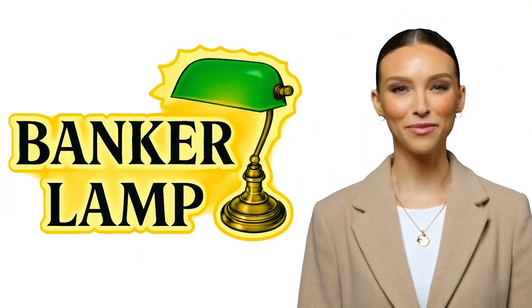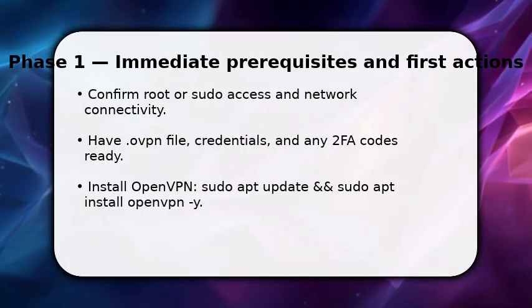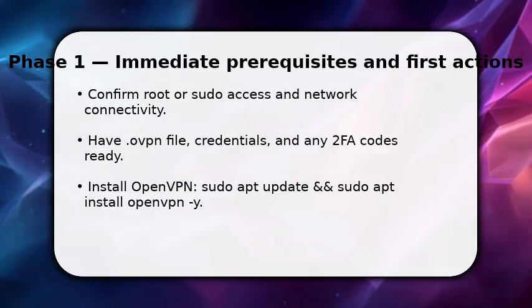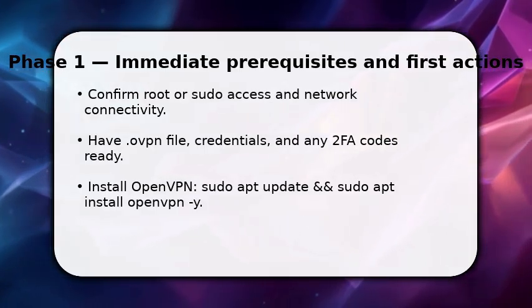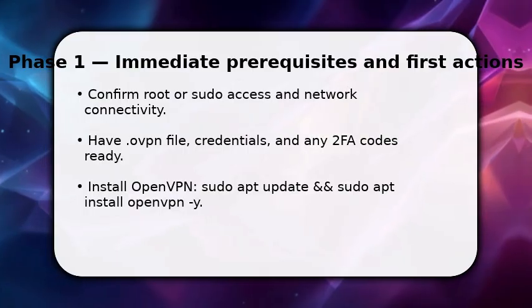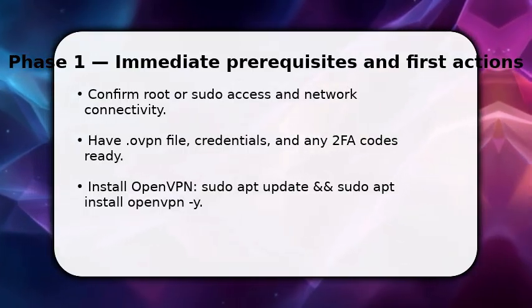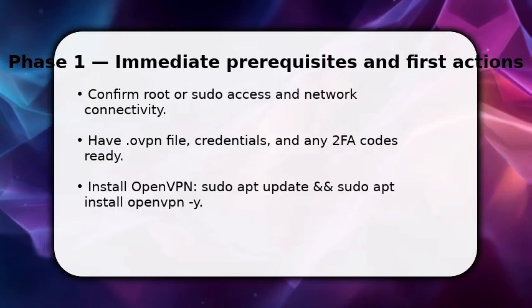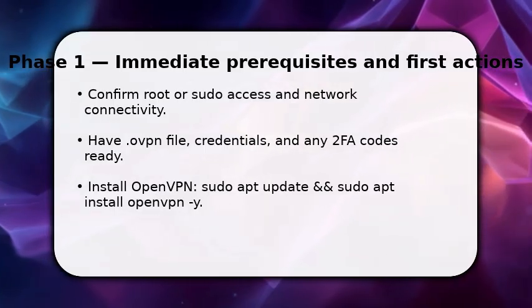Please enjoy the video. You begin by ensuring root or sudo access and a live network. This avoids permission and DNS delays. Once done, place your ovpn file in /etc/openvpn or your home directory so paths are simple.